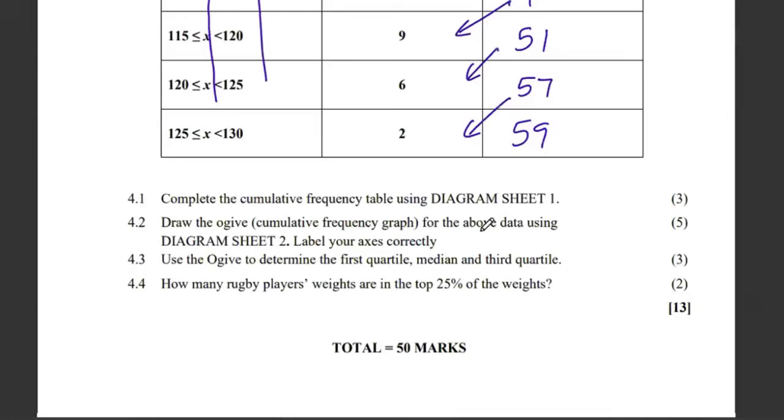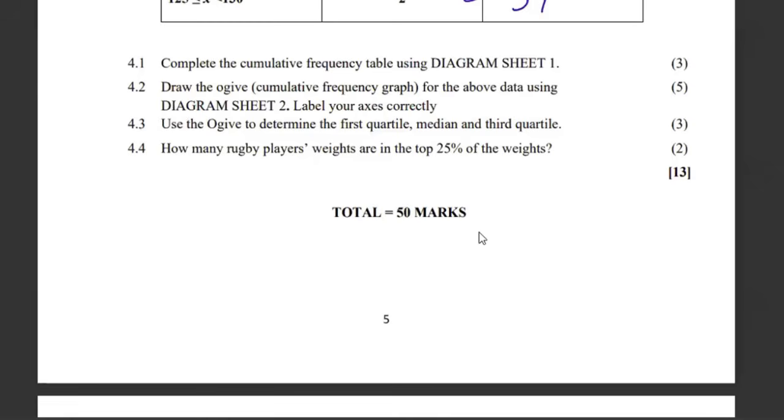Then 4.3, they want us to use the algebra to determine the Q1, Q2, and Q3. Now, when you're getting this, you need to start by finding the positions. Meaning that Q1 is going to be a quarter of n plus 1. We have 59 as our n, which is the total frequency. That's going to be a quarter of 59 plus 1, which is 60. This is going to give us 15. Now, this 15 is just the position.